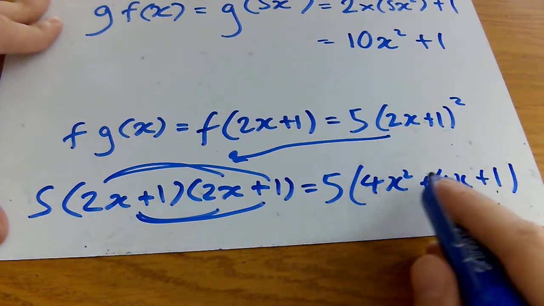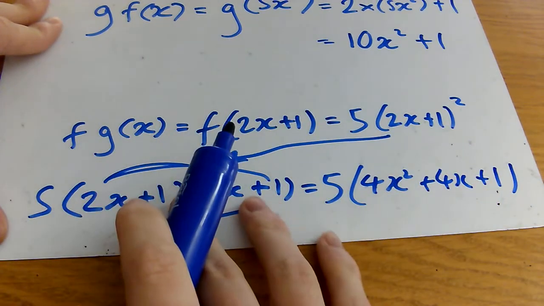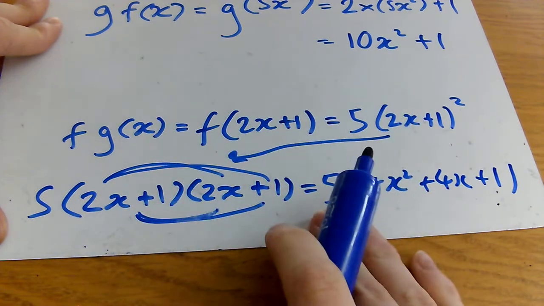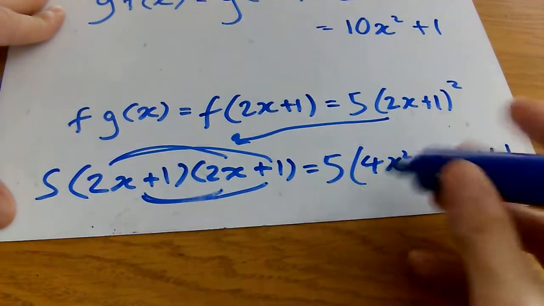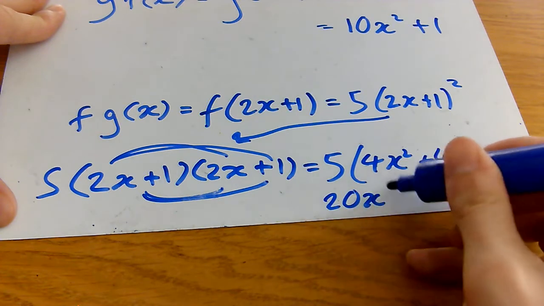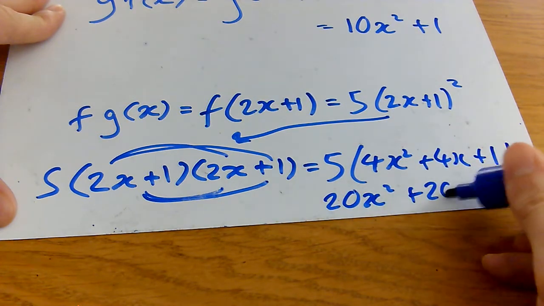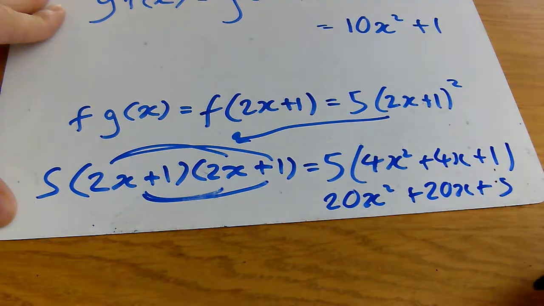So that whole thing there in the bracket is what happens when you expand these double brackets, but 5 was being multiplied on the outside, so then everything's going to get times by 5. 20x squared plus 20x plus 5. That's composite functions.